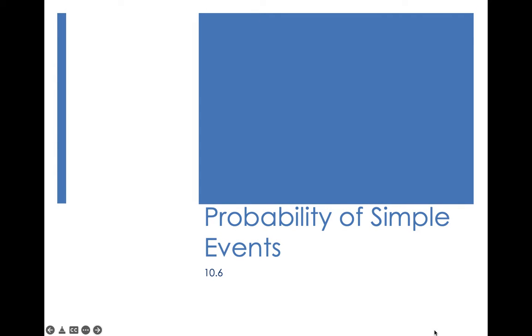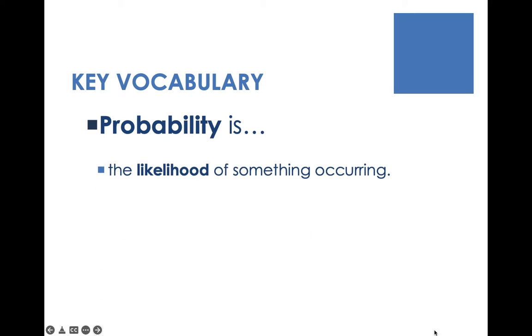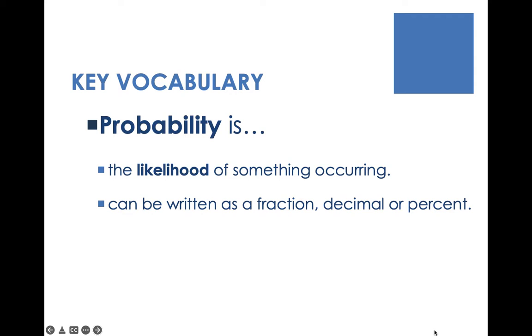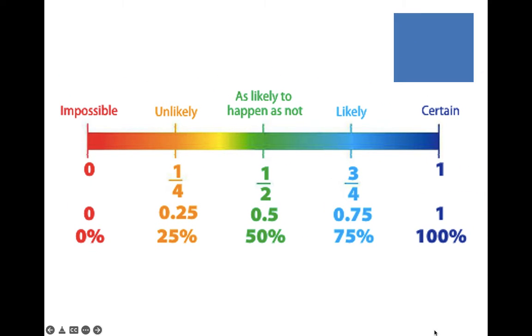In this video, we will discuss probability of simple events. You may recall that probability is the likelihood of something occurring. A probability can be written as a fraction, a decimal, or a percent. The probability of any event is the number of favorable outcomes over the number of total possible outcomes. All probabilities exist on a scale from 0 to 1, or from 0% to 100%.